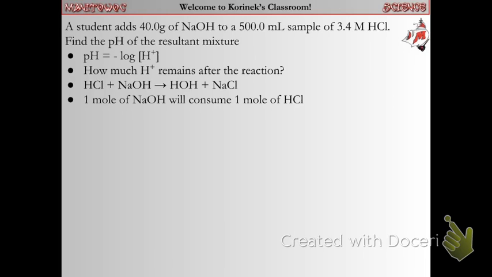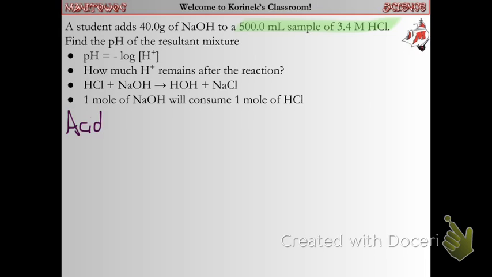All right, so let's attack this problem. Again, we would love to get to the point where we know how much H plus remains after the reaction. And so to do that, let's compare the moles of acid that we have with the moles of the base. That's a good starting point. I have two pieces of information here about my acid. I know the volume and I know the molarity, so I'm going to start with my acid.